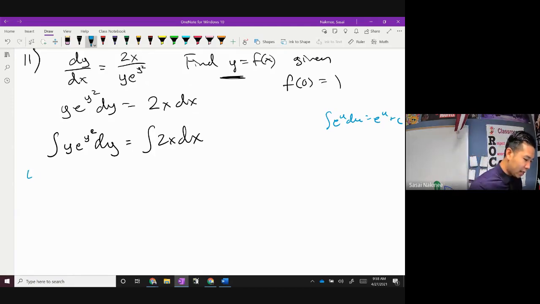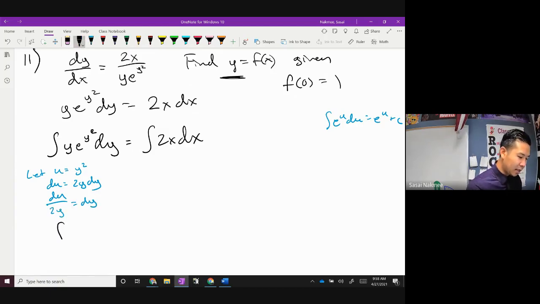So I'm going to go ahead and let y equal, nope, we call that u. Let u equal y squared, which means that du is going to equal 2y dy, which then means that du over 2y is equal to dy. So now I can replace these things right up here.